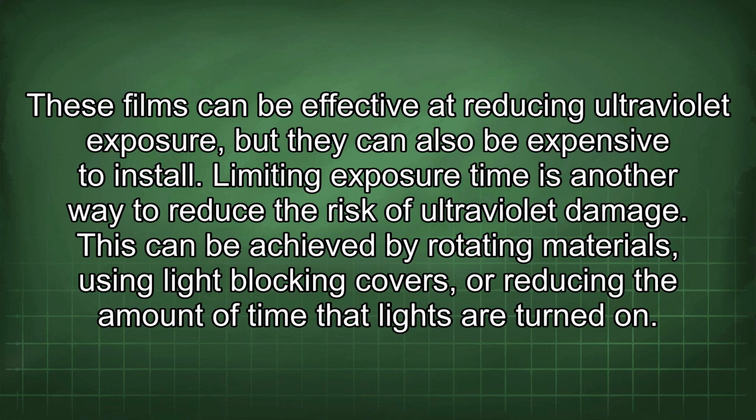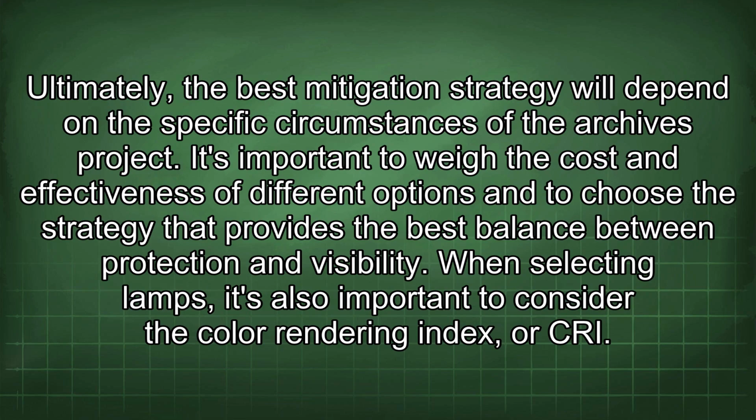Limiting exposure time is another way to reduce the risk of ultraviolet damage. This can be achieved by rotating materials, using light blocking covers, or reducing the amount of time that lights are turned on. Ultimately, the best mitigation strategy will depend on the specific circumstances of the archives project. It's important to weigh the cost and effectiveness of different options and to choose the strategy that provides the best balance between protection and visibility.